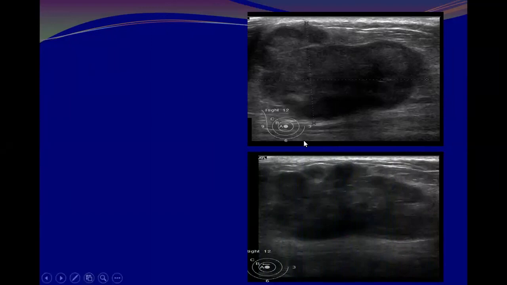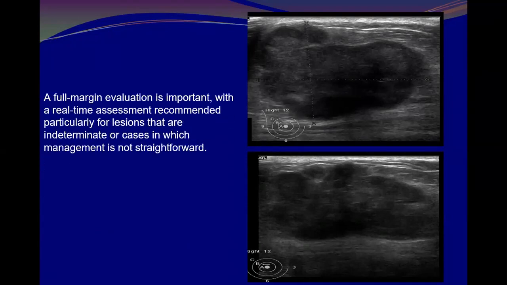Some of the microlobulations are very subtle here. But when we sweep throughout or over the lesion, look for margins that are indistinct and microlobulated or not sharp. That is why full margin evaluation with real-time assessment is recommended, particularly for indeterminate lesions. Okay.